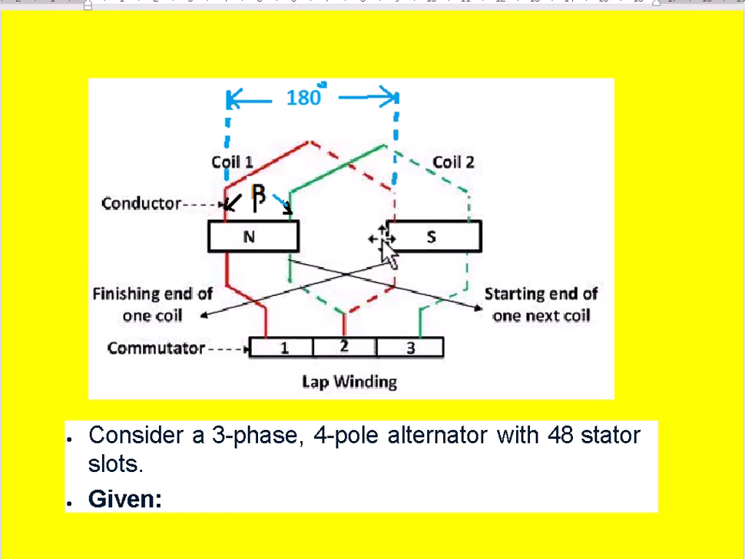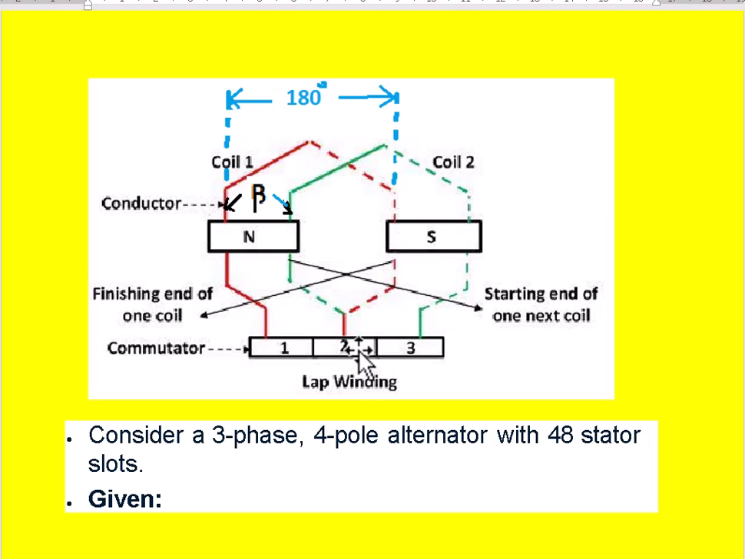Coil 1, one conductor is placed in the first slot of the stator, while the second conductor of coil 1 is placed in the second slot of the stator like this. That is, one is here, the other is here. The angle between these two coil sides, that is between these two conductors, is 180 degrees. So when the angle is 180 degrees, then this winding is called the full pitched winding.